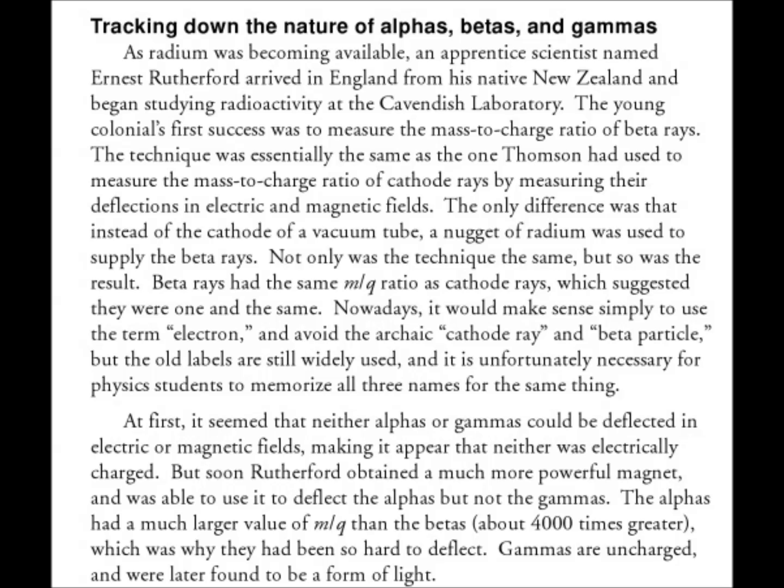At first, it seemed that neither alphas nor gammas could be deflected in electric or magnetic fields, making it appear that neither was electrically charged. But soon Rutherford obtained a much more powerful magnet, and was able to use it to deflect the alphas, but not the gammas. The alphas had a much larger value of m to q than the betas, about 4,000 times greater, which was why they had been so hard to deflect. Gammas are uncharged, and were later found to be a form of light.